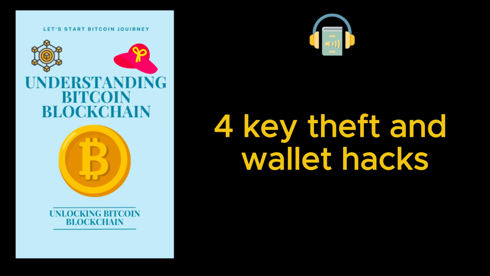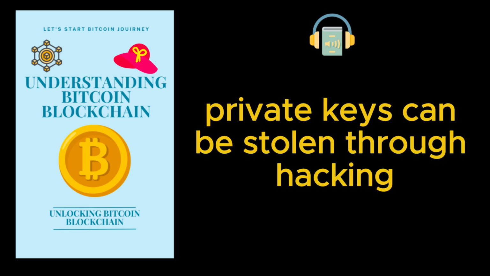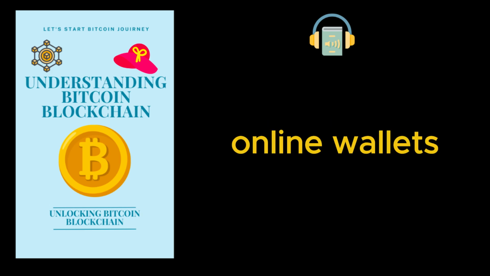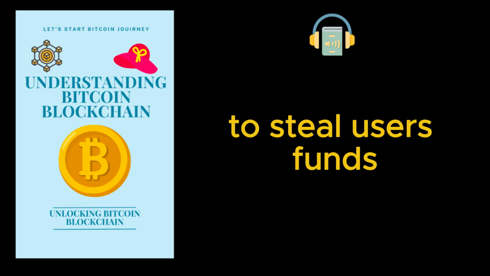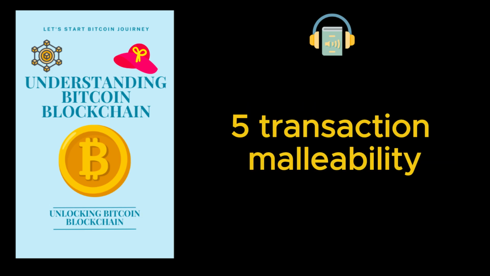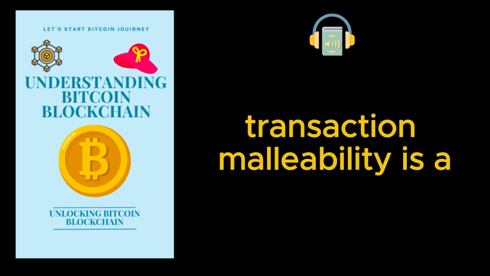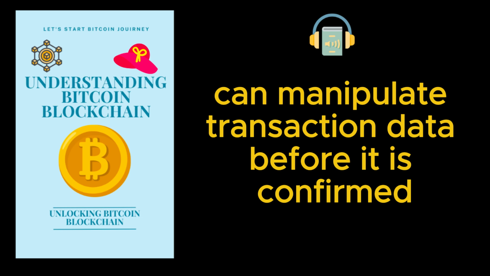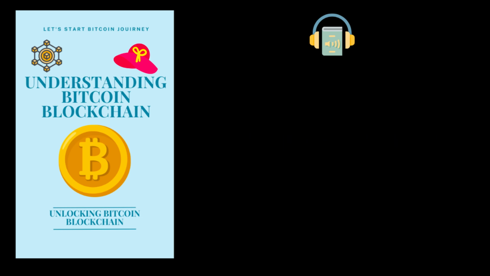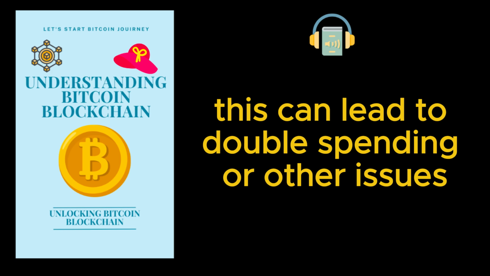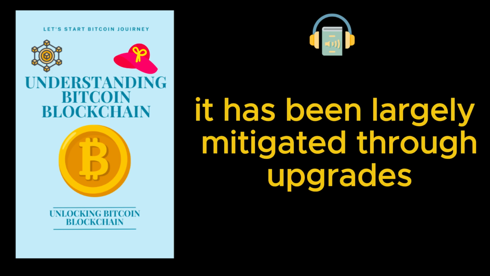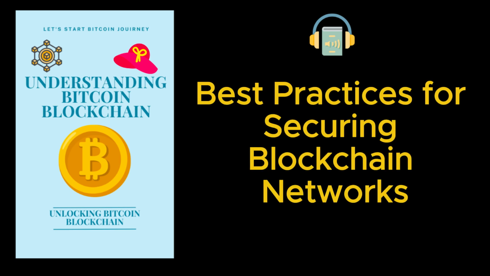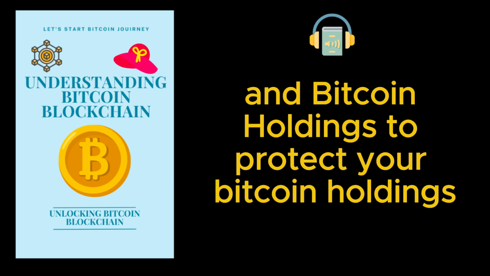4. Key theft and wallet hacks. Private keys can be stolen through hacking, malware, or physical theft. Online wallets and exchanges may be targeted by hackers to steal users' funds. 5. Transaction malleability. Transaction malleability is a vulnerability where attackers can manipulate transaction data before it is confirmed on the blockchain. This can lead to double spending or other issues, although it has been largely mitigated through upgrades like SegWit, segregated witness.